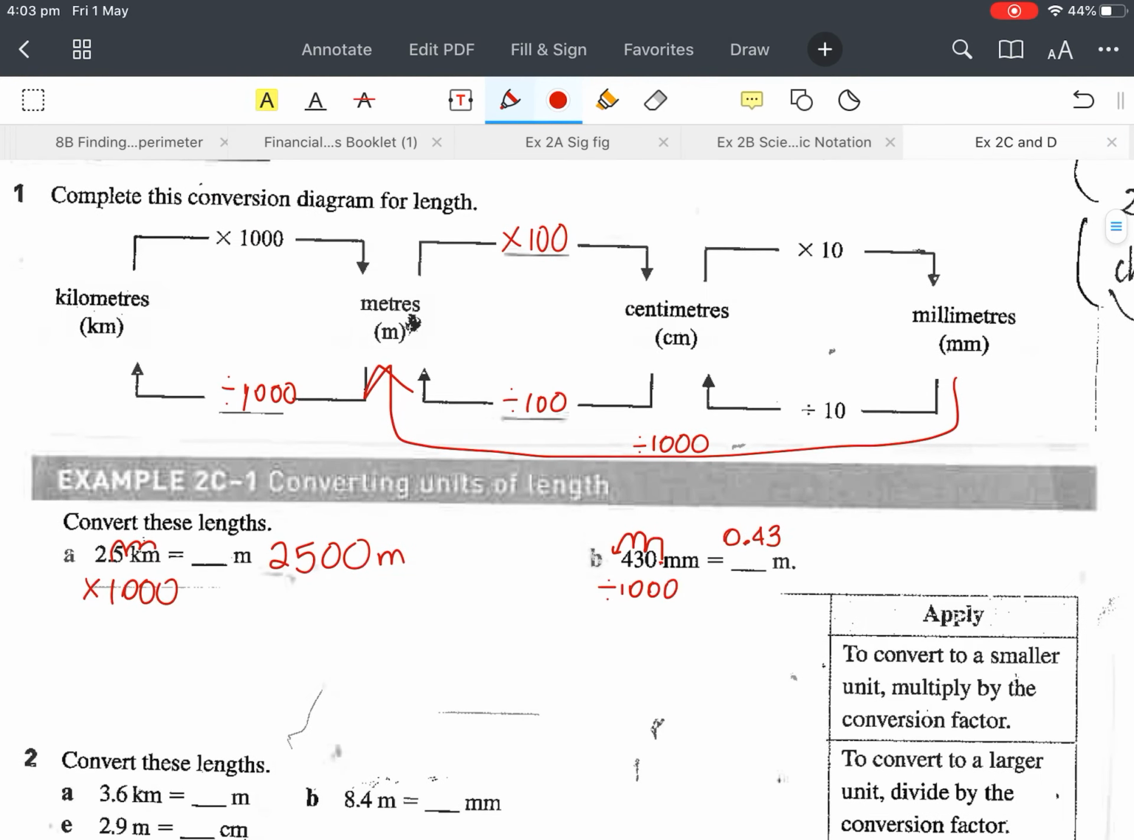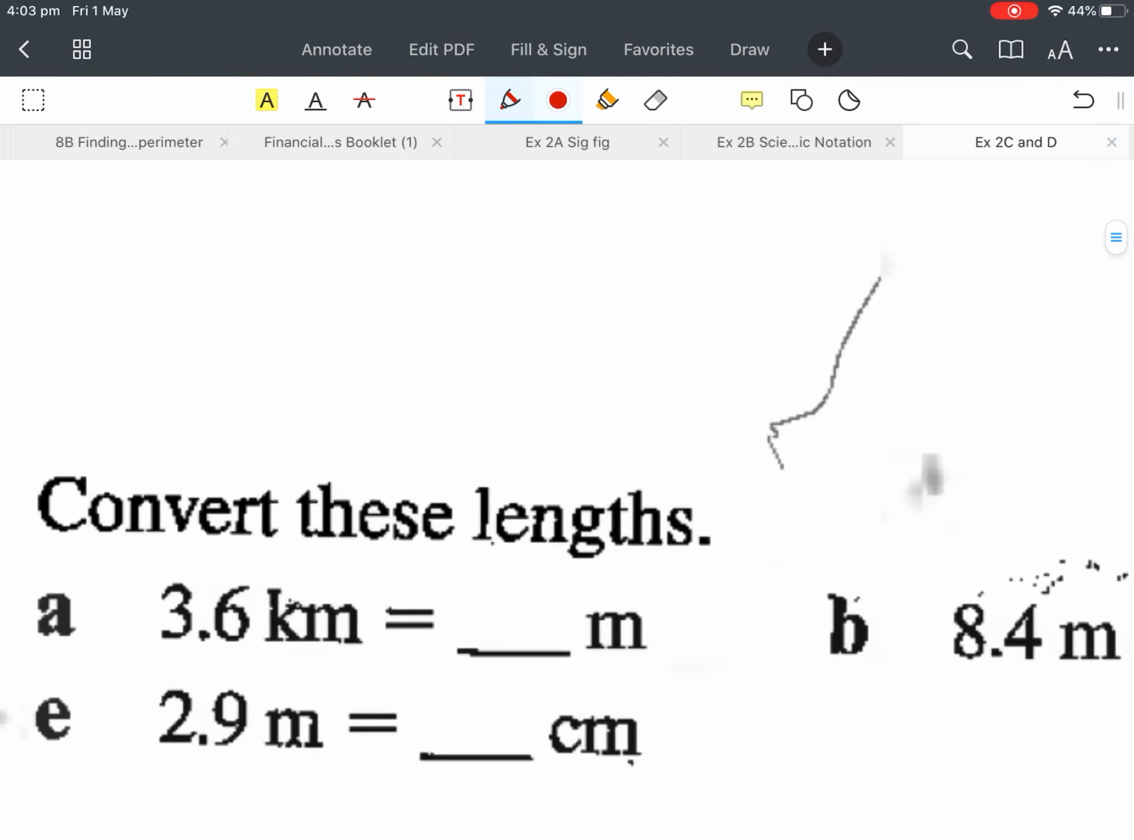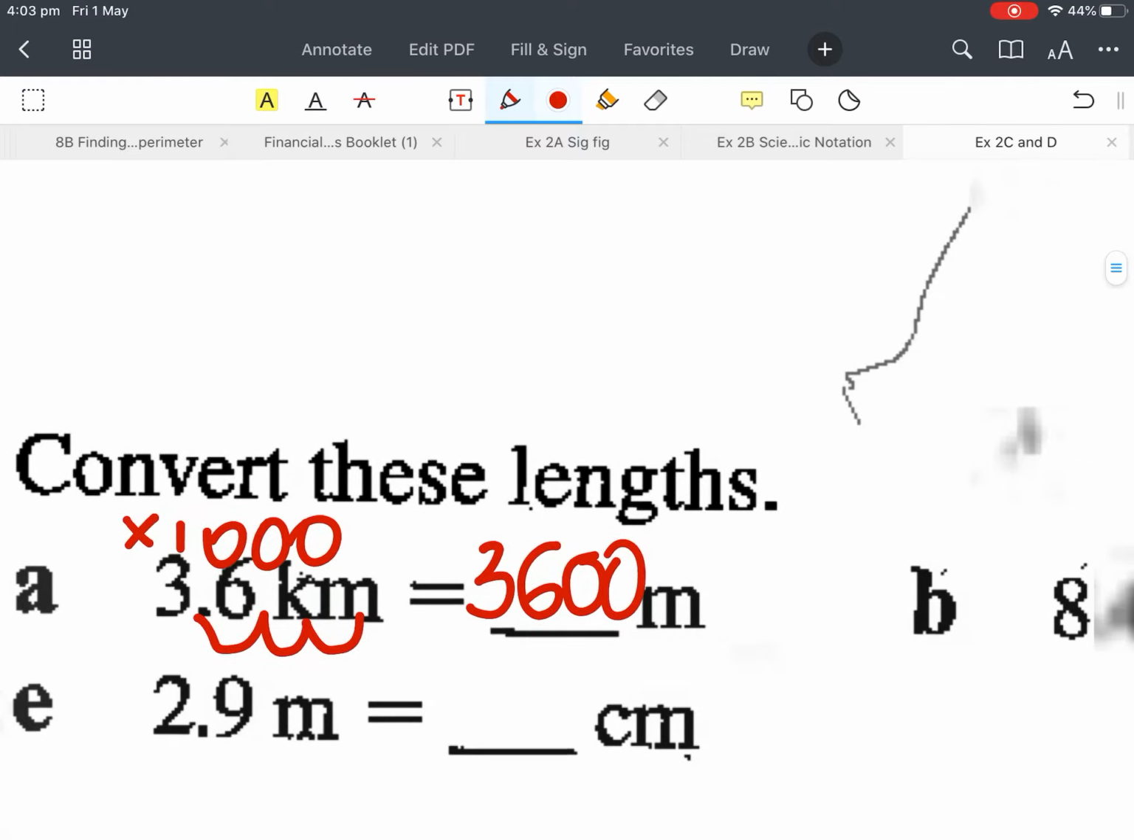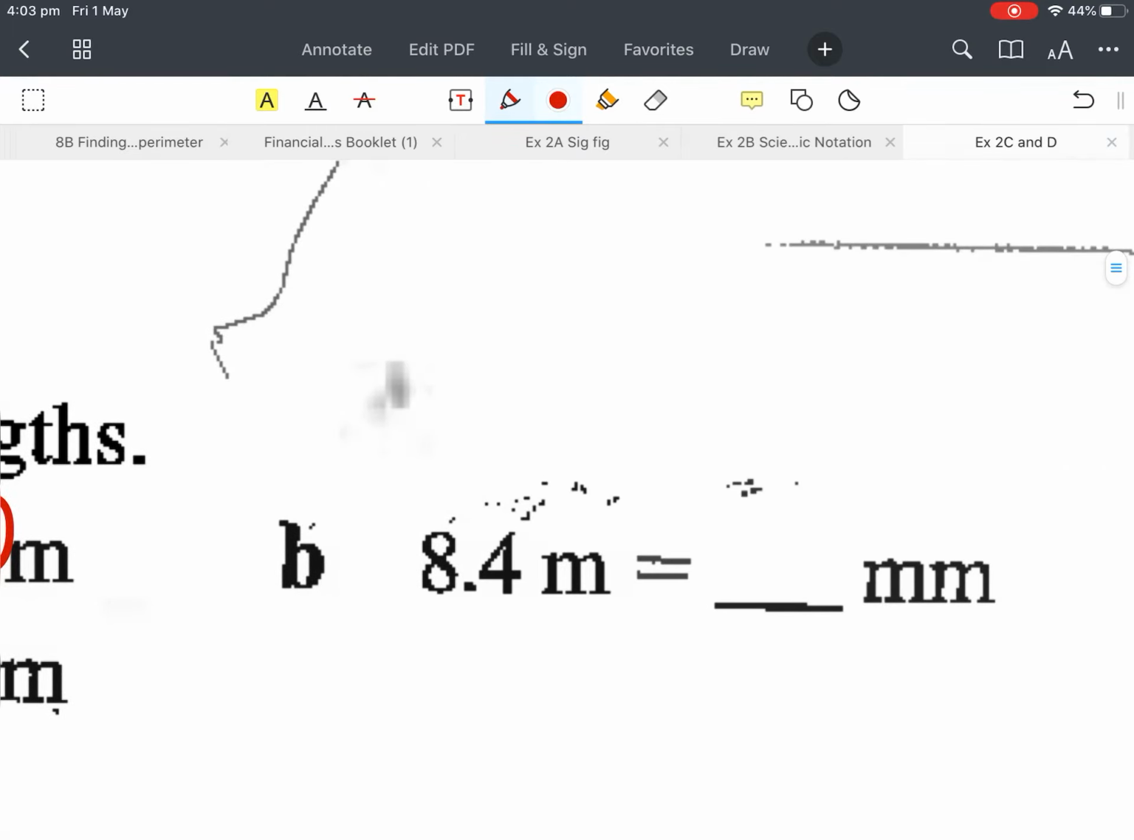Question 2. Let's convert 3.6 k's to metres. So, kilometres to metres means we times by 1,000. Times by 1,000. So jump at 1, 2, 3, and we get 3,600.